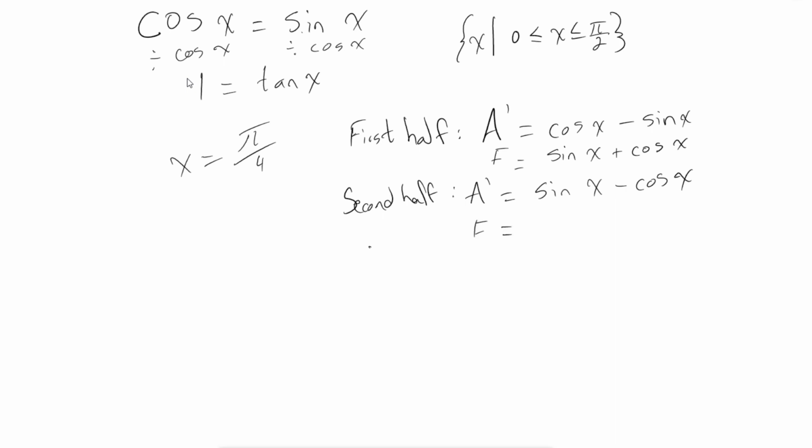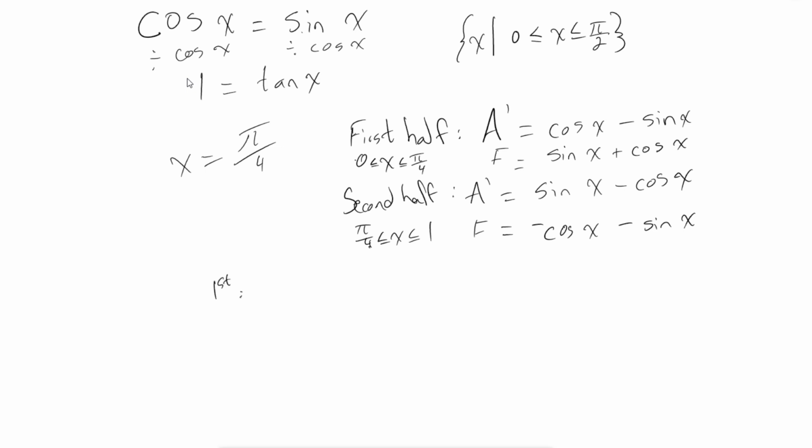And for our second half, we have something similar. So pardon me, the antiderivative of sine x is negative cos x, and the antiderivative of negative cos x is negative sine x. So the first half is from 0 to pi over 4, and the second half is from pi over 4 to pi over 2. And so I now have to do those two parts.